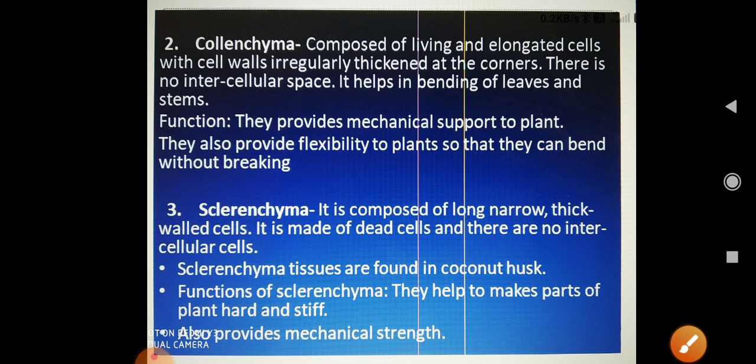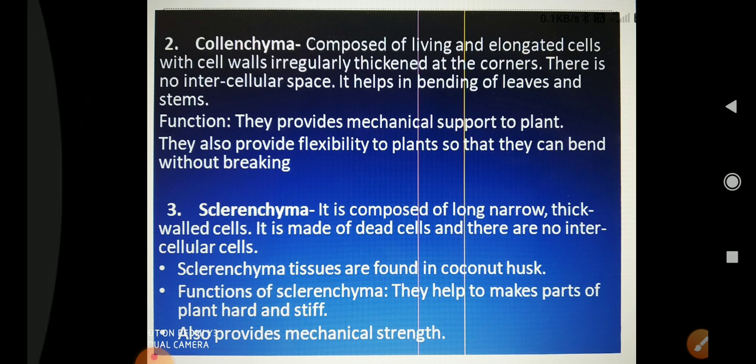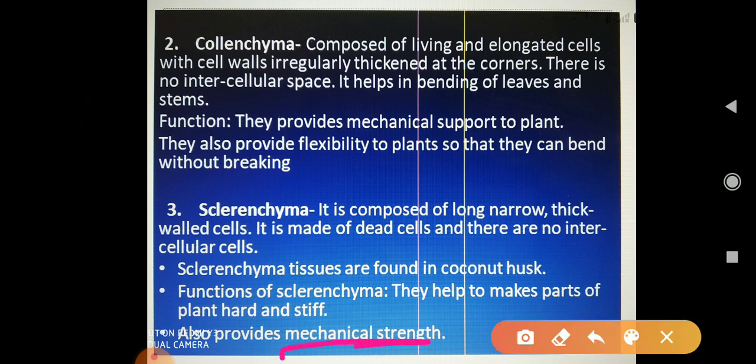Sclerenchyma cells provide mechanical strength to the plant, and they also help in making the part hard and stiff. Sclerenchyma tissue is found in the coconut. You know the coconut husk, the outer cover of the nariyal is fibrous, and that is made up of Sclerenchyma tissue. And this Sclerenchyma tissue is of two types.